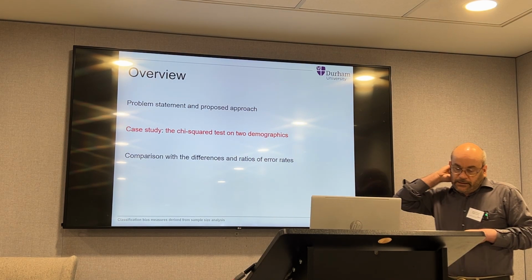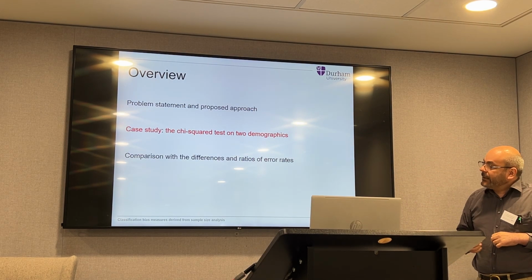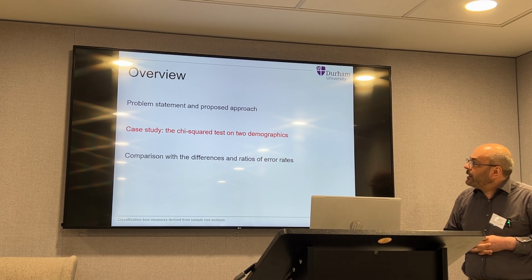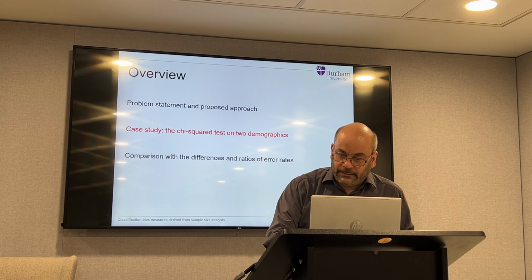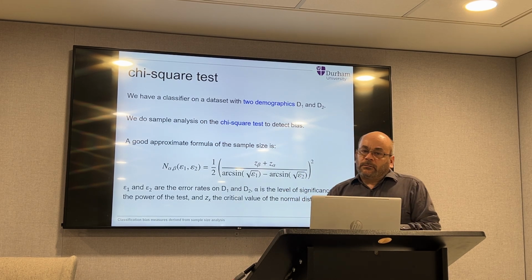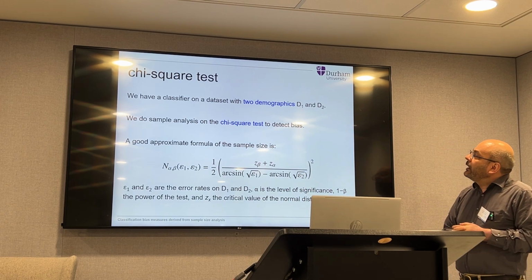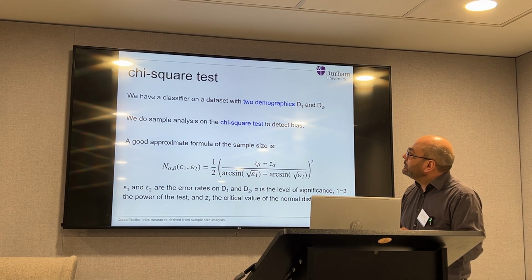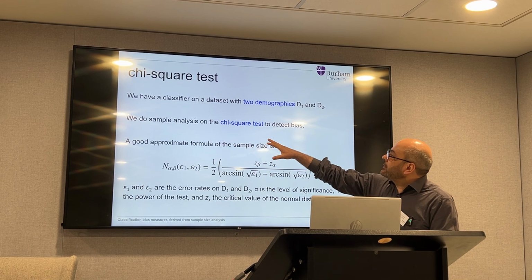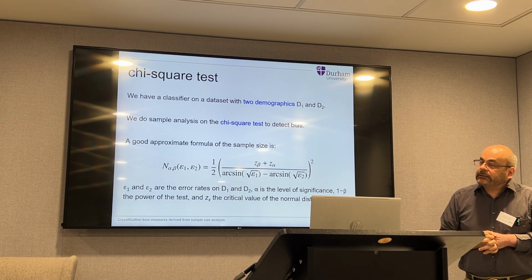So here, to illustrate the basic idea, we'll do the chi-square test on two demographics. So we have a classifier on a data set, two subsets, D1 and D2, two demographics. We'll do sample size analysis on the chi-square test to detect bias.